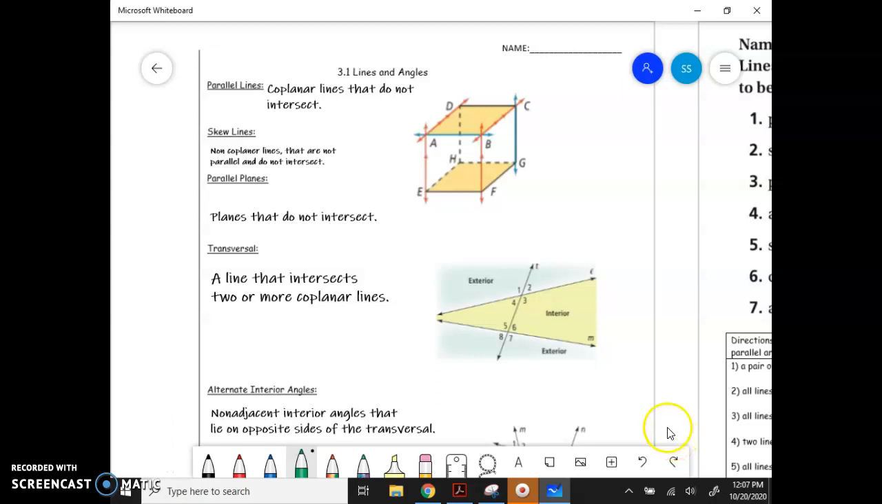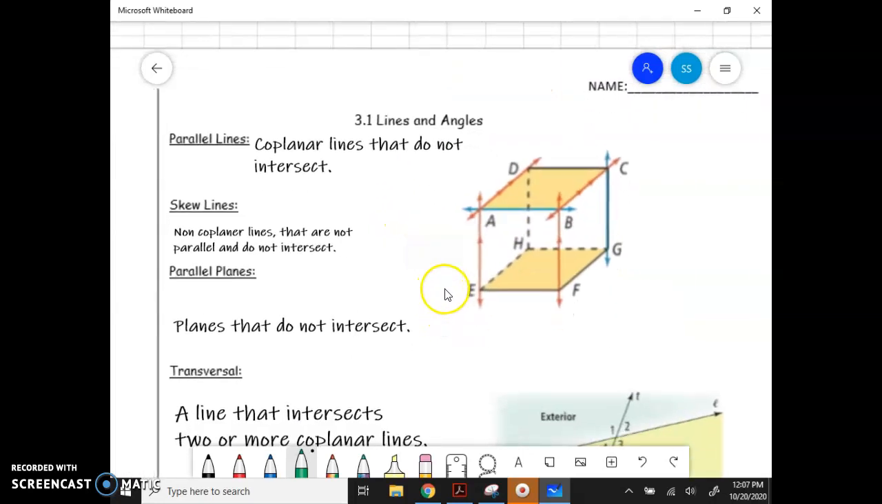Okay, here we go. This is 3.1, lines and angles for geometry. I went ahead and typed up all these definitions for you so you guys didn't have to look at my awful handwriting on here. So we're just going to go ahead and look at some examples.